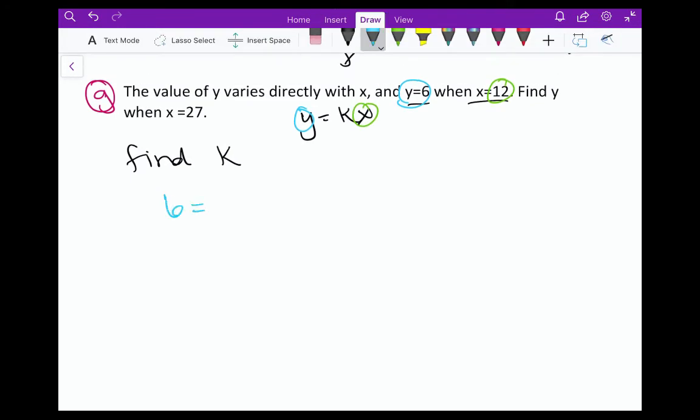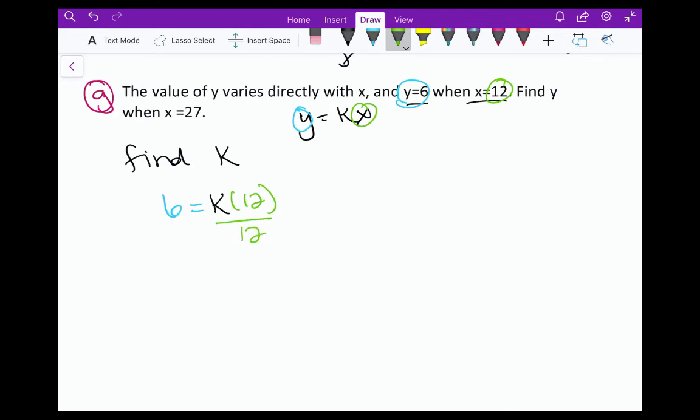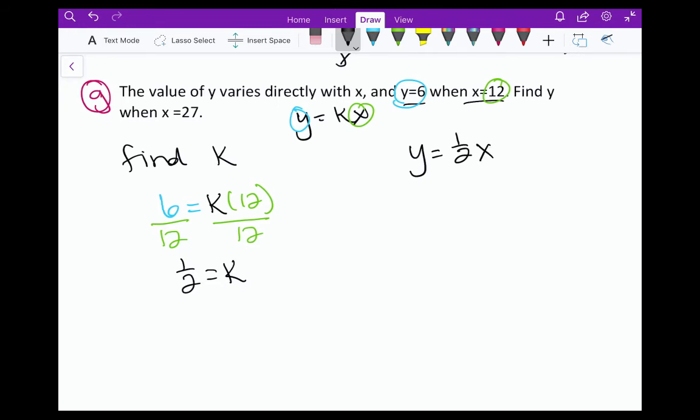So 6 equals, I don't know k, I'm solving for k, times 12, because I replaced my x with 12. Now I'm going to solve for k, which means I'm going to divide by 12 on both sides. So now k equals 6 over 12, which is 1/2. So my constant of variation is 1/2. Now I'm going to use that in my equation. So y equals 1/2 x is my equation.